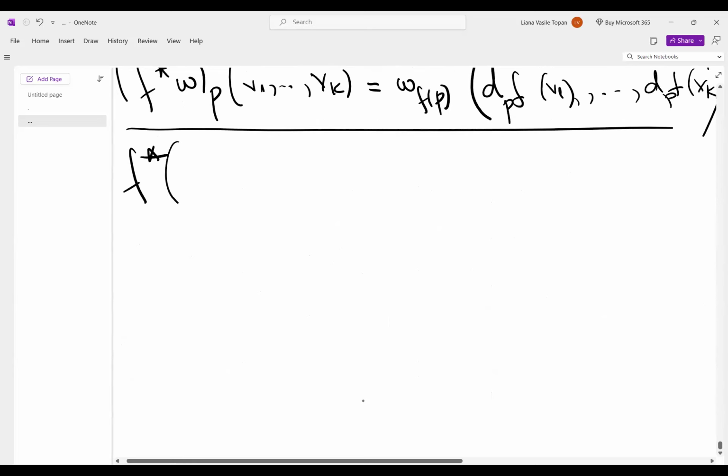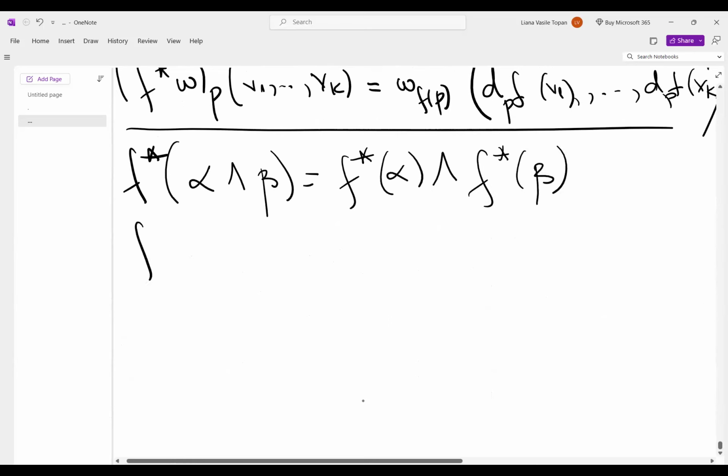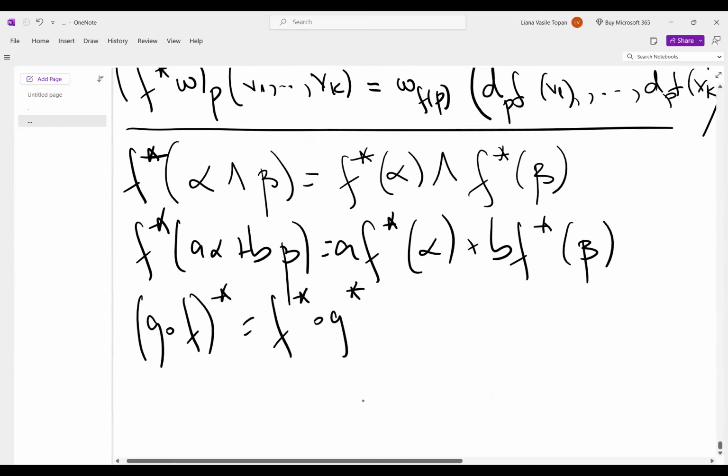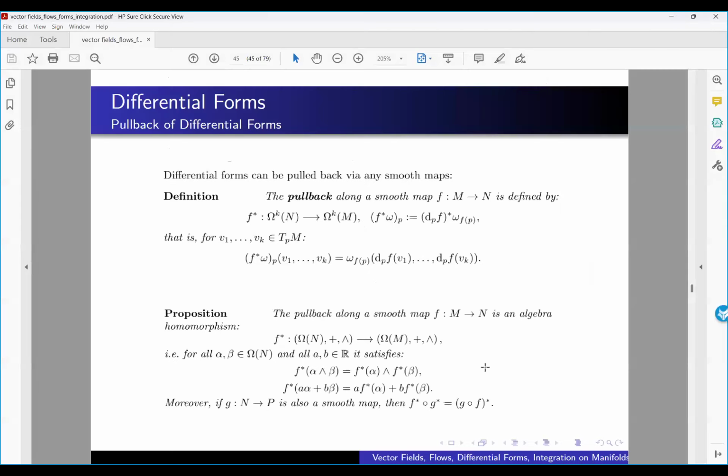The pullback of the wedge product is the wedge product of the pullbacks. The pullback is linear, so a alpha plus b beta goes to a f star of alpha plus b f star of beta. And the pullback of the composite is the composite of the pullbacks, but the other way around. Okay, so these are the properties of the pullback.